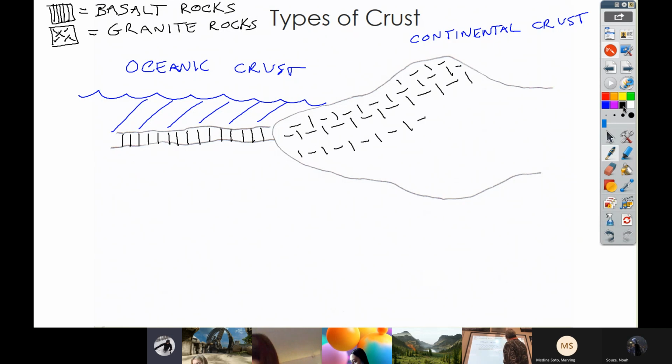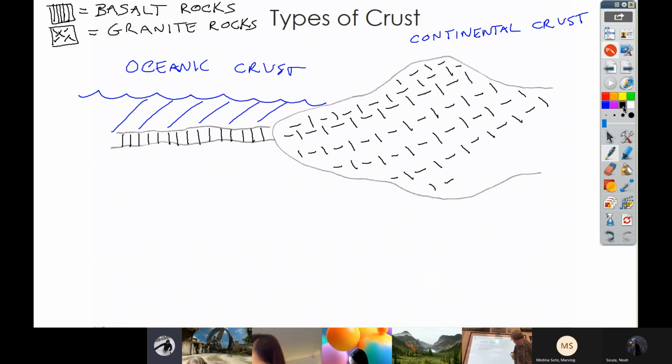Or you can think of it as 1 minus 1 minus 1 minus 1. But the idea is that they're at angles like you took an X apart. And we're just going to fill up this whole continent with this granite rock here.